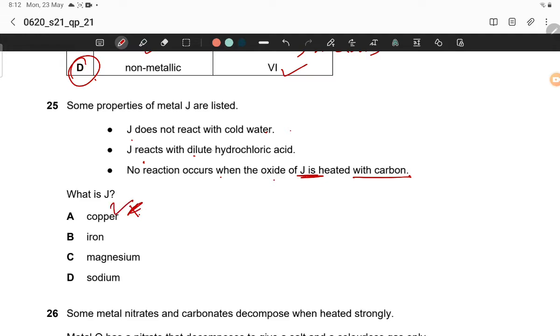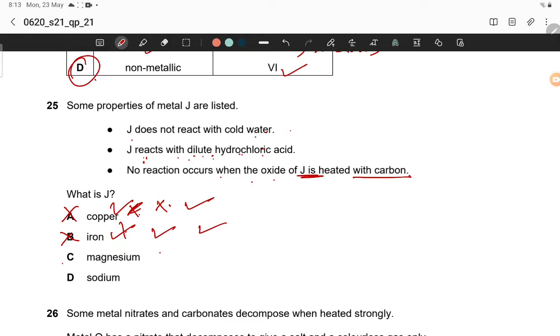But J reacts with dilute hydrochloric acid. This is incorrect for copper. No reaction occurs when the oxide of J is heated with carbon, but here a reaction occurs. So copper is incorrect. Iron does not react with cold water. J reacts with dilute hydrochloric acid, and no reaction when the oxide of J is heated with carbon. It is correct. But one statement is incorrect, so this is an incorrect option.